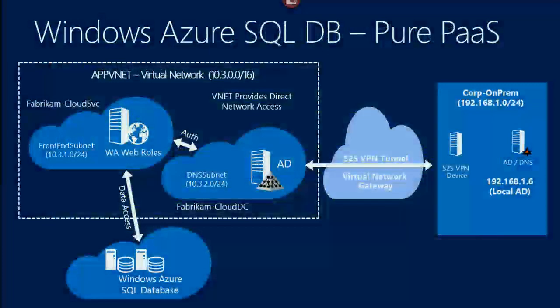which is this slide right here. And you can still domain join them and put them in VNets and have them talk to on-premise, as shown here. And I've got the third application.